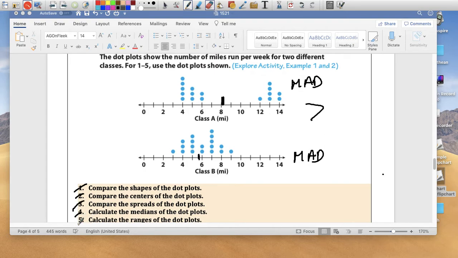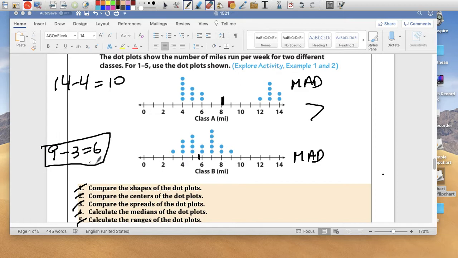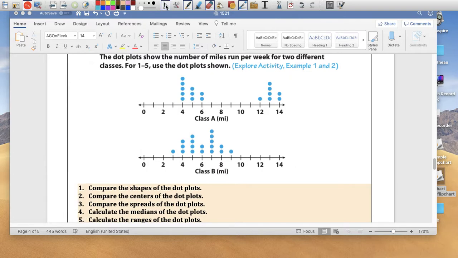And then finally, the range. Now we talk about the range, and the range here is 14 minus 4, the highest minus lowest. And the range at the bottom is 9 minus 3, which is 6. And then you can clearly see that because the range is smaller, the tighter group here, the MAD's definitely going to be smaller as well. Okay, so that's what we're doing.